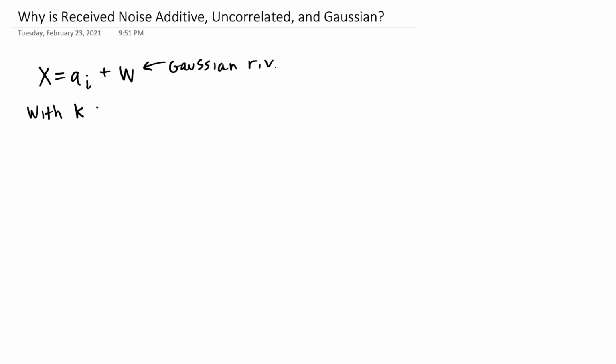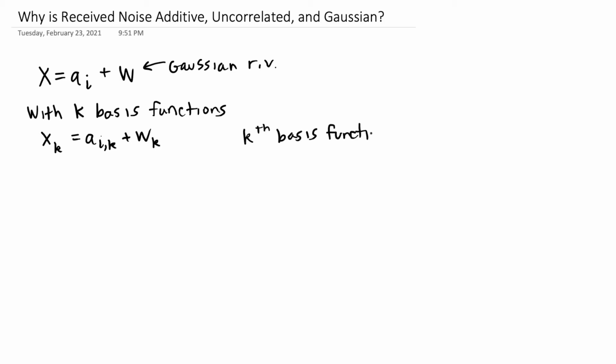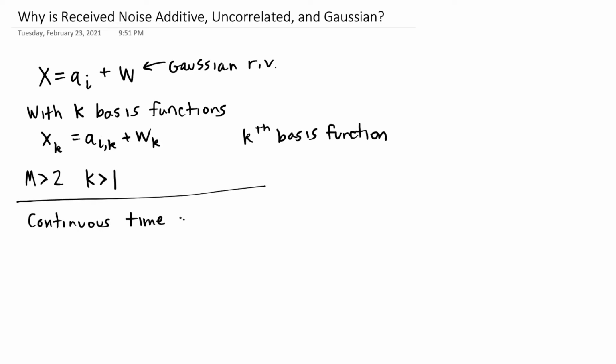And further, when we have k basis functions, we get x_k equal to a_{i,k} plus w_k for the kth basis function. This segment talks about how the noise values on the multiple basis functions are related to each other, in particular, that they turn out to be uncorrelated. Knowing this will be critical in building an optimal detector when we have multiple symbols and multiple basis functions.